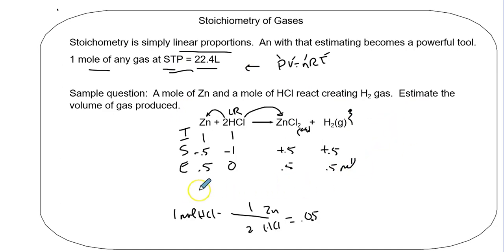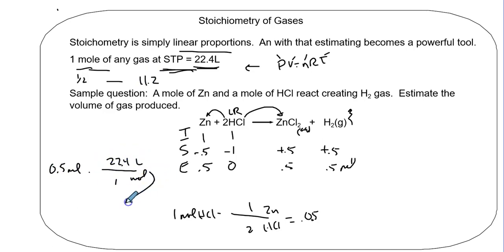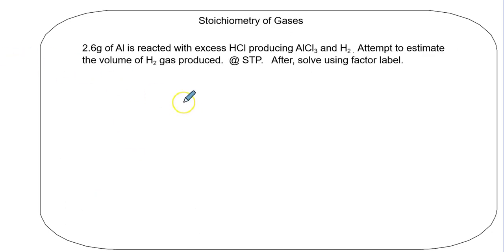Estimate the volume of the gas produced at STP. We're going to take this and run our linear proportion. Again, we could do it 2 ways. One, just estimating: if 1 mole is 22.4, then a half mole should be 11.2, and that's what we're going to get. 0.5 moles, get rid of moles and go to liters. 1 mole is 22.4, and that answer is 11.2 liters. Cool.